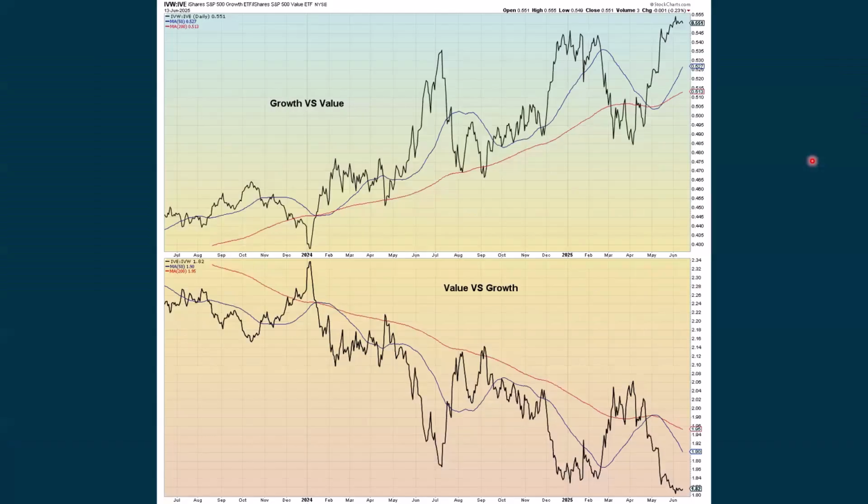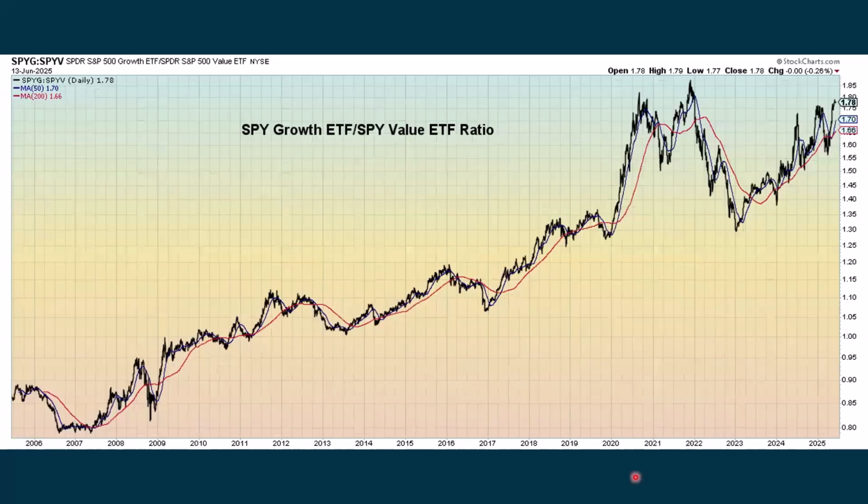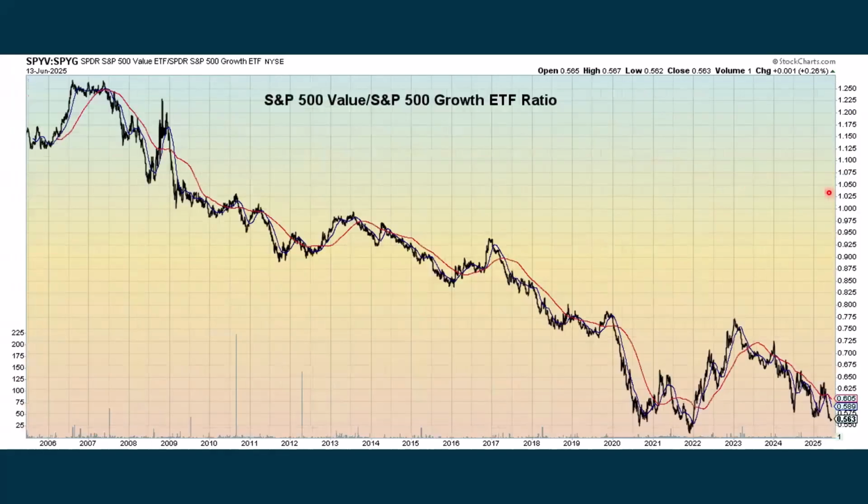Where we really get the insight is when we start looking into ratios between growth and value. And on the top, we have growth versus value. That's holding up quite well. And then an inverted version of that same ratio shows how value is underperforming growth. And then in the charts after this, we just look for confirmation. We look at a number of different ratios between growth and value. This is a growth ETF versus a value ETF, showing how growth is outperforming. Here's an inverted version of that same study, showing how value is underperforming.